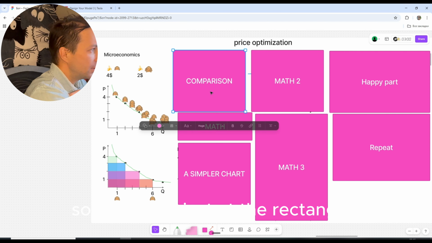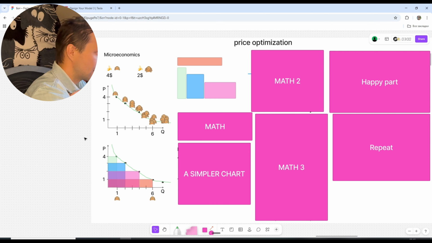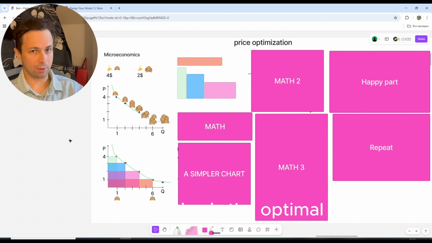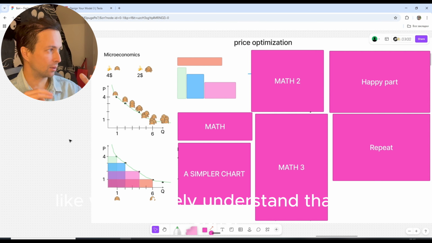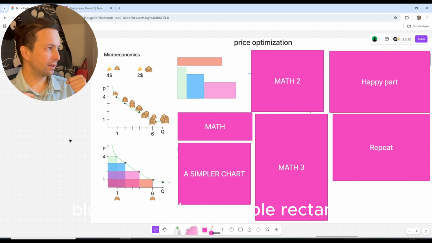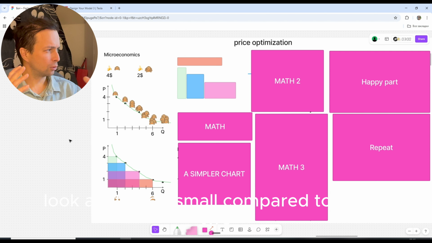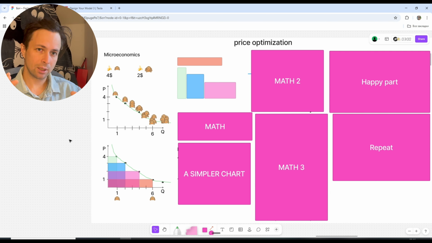So if we look just at the rectangles, it already can give us a hint which price is the optimal. We definitely understand that it is either the blue rectangle or the purple rectangle, because orange and green look a little too small compared to these two. I don't even measure it. You can just observe it visually.